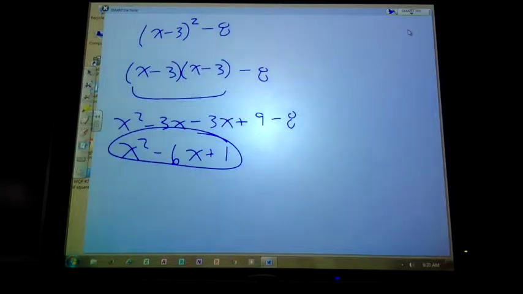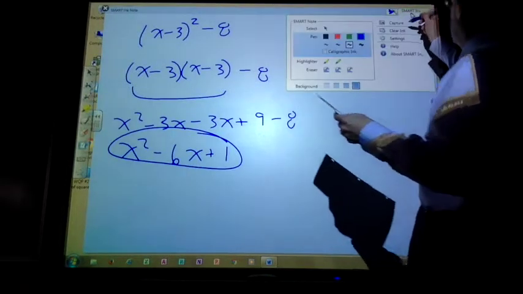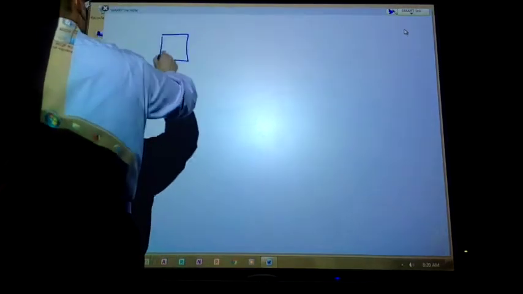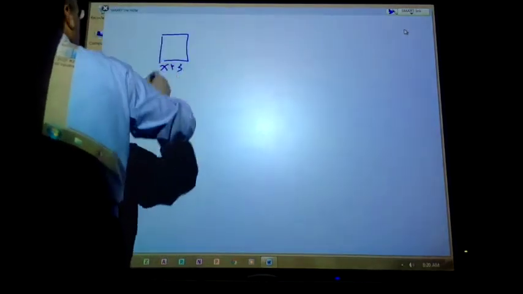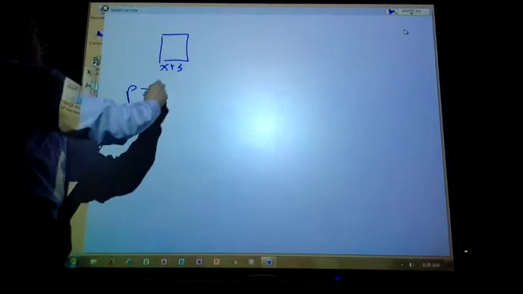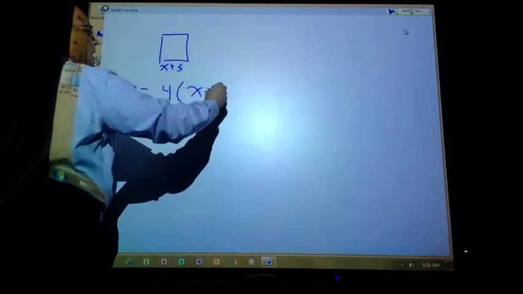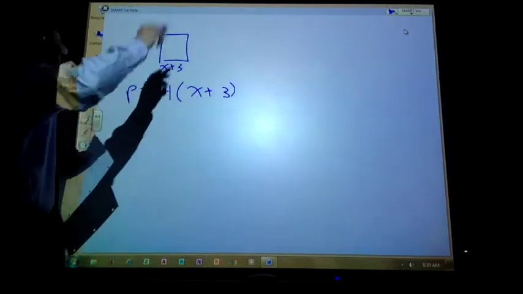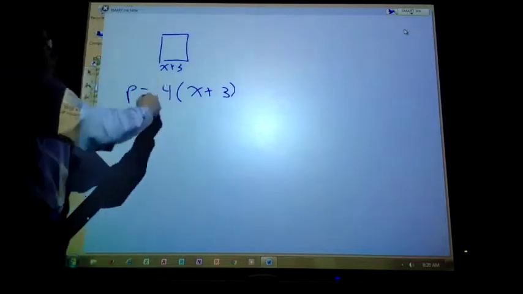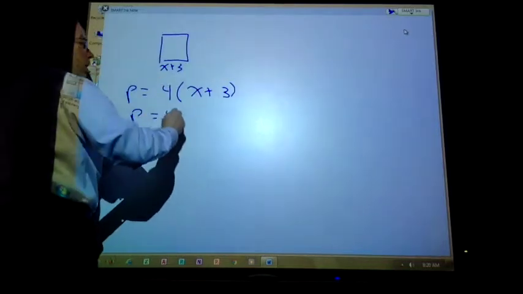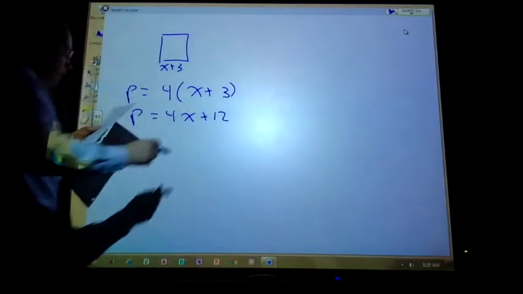All right, problem number 22. You have a square, find the perimeter. So you have a square, each side is the same. So if you want to find the perimeter, it's just going to be 4 times x plus 3. Or I could go x plus 3 plus x plus 3 plus x plus 3. So if I get this, my perimeter is going to be 4x plus 12.